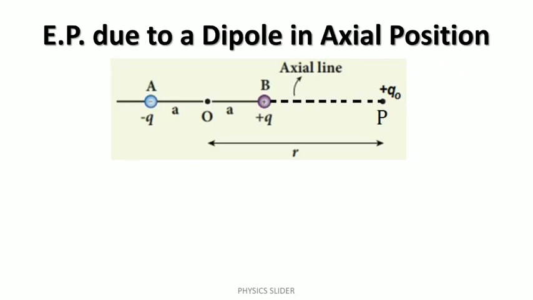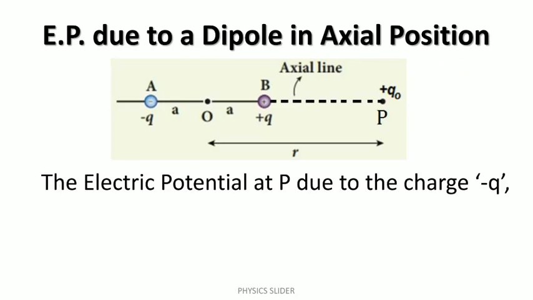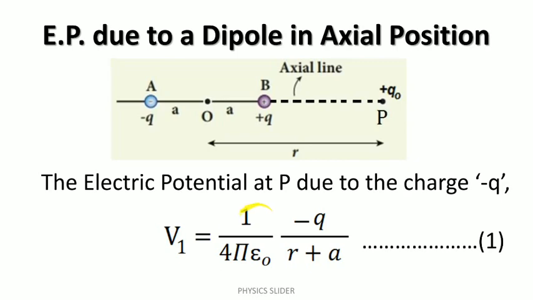So let's calculate. First of all, the electric potential at P due to the charge minus q. As we have the formula for electric potential, 1 upon 4 pi epsilon naught q upon r, r is the distance between the charge and the point of observation. Here the charge is minus q and the point of observation is P. Then the distance between them will be a plus r or r plus a, and this charge is negative q, that's why we have taken this as negative q.